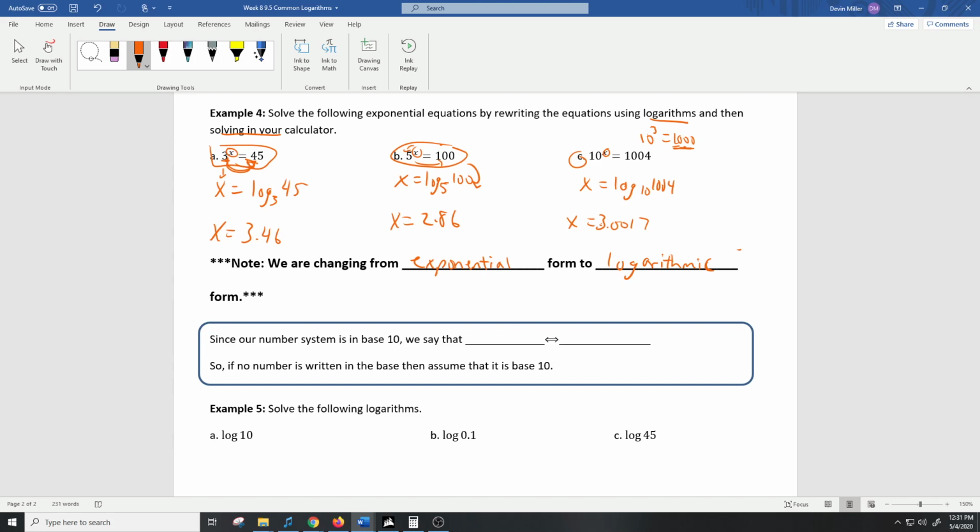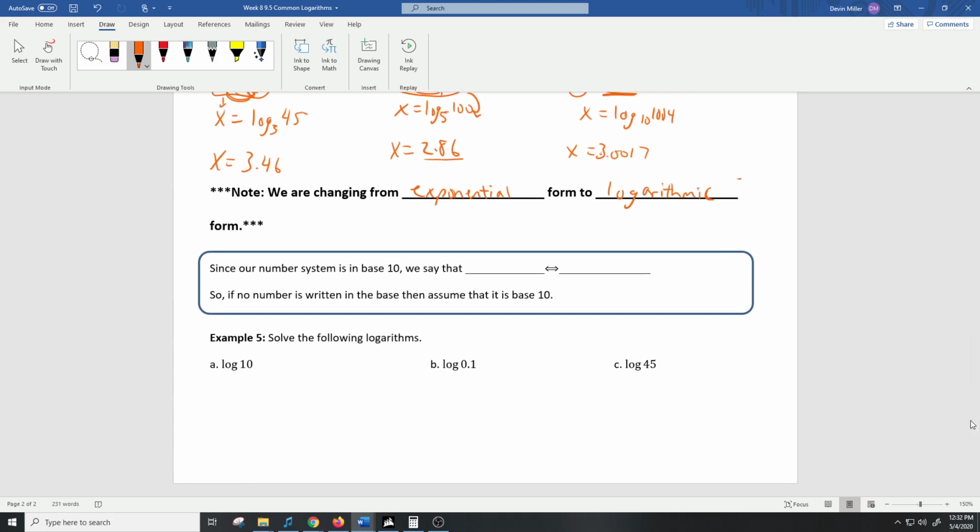It does work if you put the numbers in correctly and you're able to rewrite this with logarithms. You could actually check any of these. You could do 5 to the 2.86 and you'll get close to 100. Now I know we're rounding it every time, so you may not get exactly 100, but you'll get something very close to it. Because a lot of these answers will have a longer decimal.